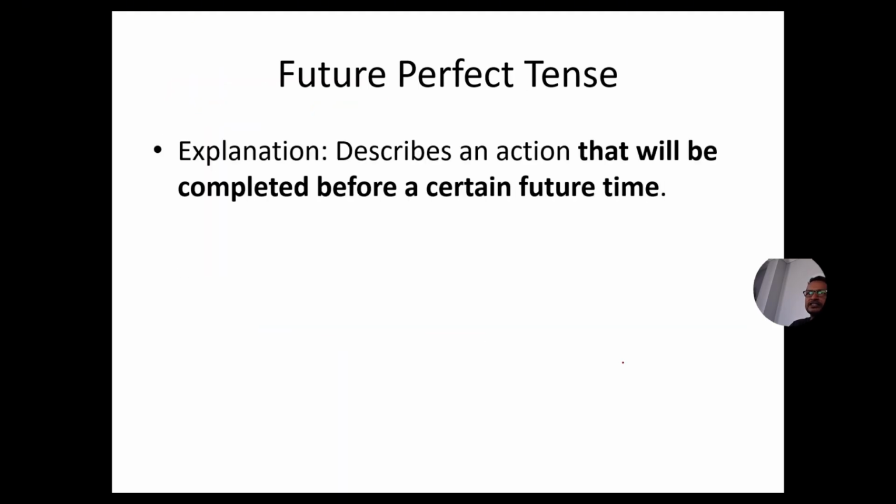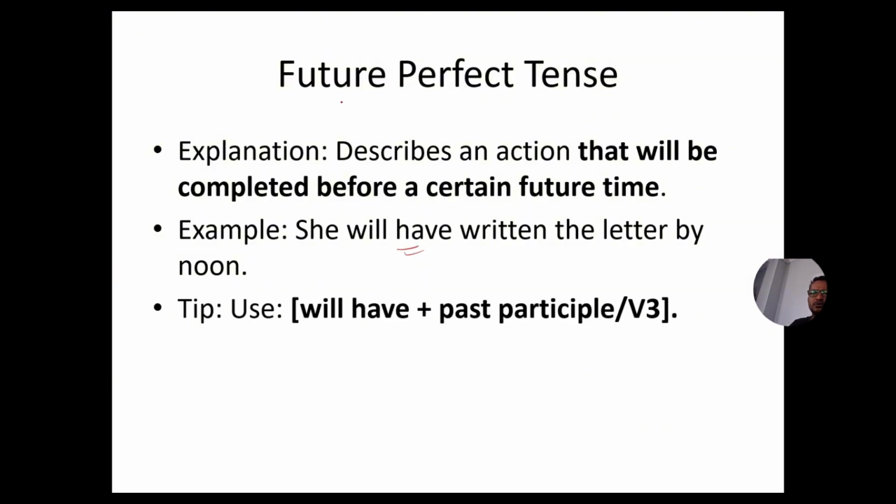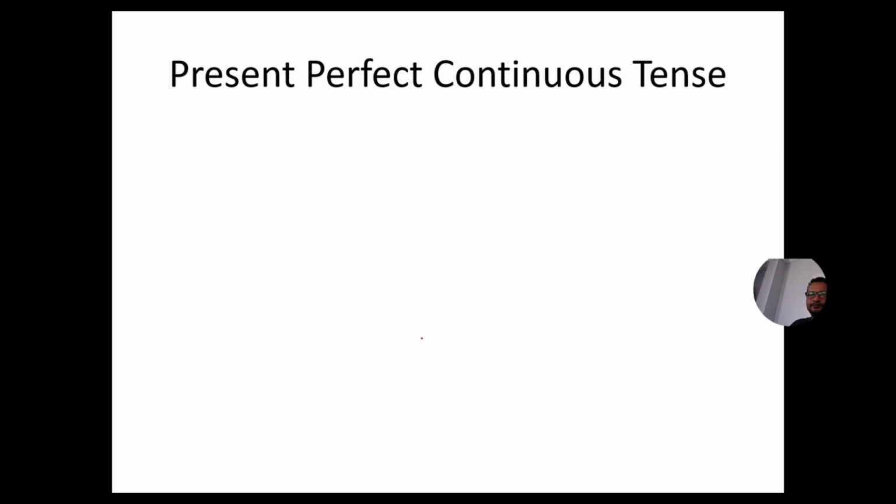Future perfect tense describes an action that will be completed before a certain future time. For example, she will have written the letter by noon. So this is what it is. The future perfect tense, it's okay, no need to worry much, because we already know: she will have plus past participle, right? So it is an action completed before a deadline.